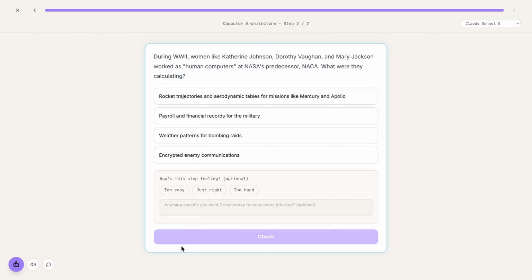During World War II, women like Katherine Johnson, Dorothy Vaughan, and Mary Jackson worked as human computers at NASA's predecessor, NASA. What were they calculating?